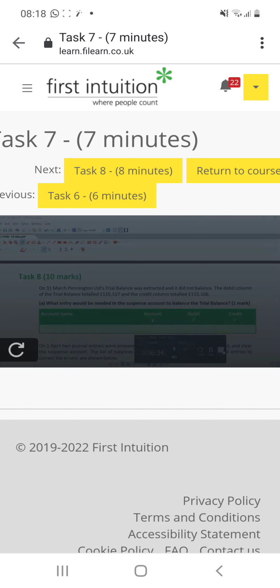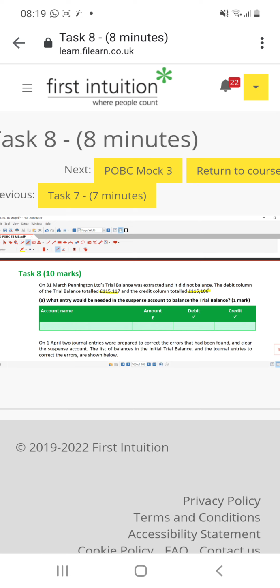Okay, so in our final task here, task 8, again we will be focusing more on the trial balance. And here, on the 31st of March, Pennington's trial balance was extracted, but it did not balance. And the debit column of the trial balance totalled 115,117, whereas the credit column was 115,106. So all they've said here is what entry would be needed in this suspense account to balance this trial balance, so to make both sides equal. So what we would clearly need here, and this will always go to the account name of suspense, is the difference between the two accounts, which we can clearly see is for £11.